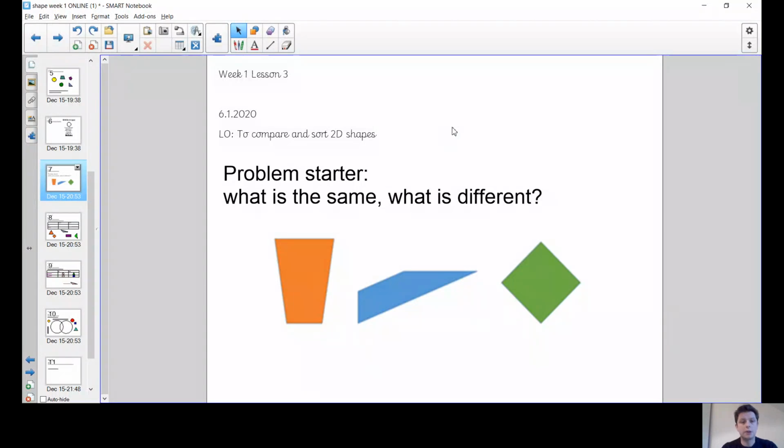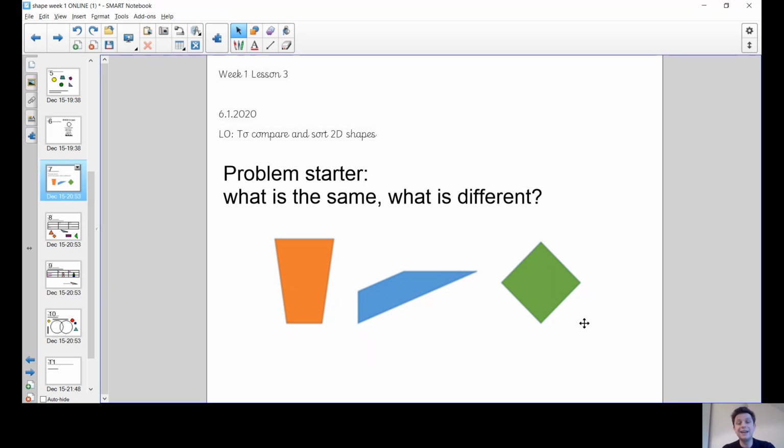I'm going to try now to share my screen so you'll be able to see the maths on the Smart Notebook here. So here are 2D shapes. Now remember, 2D shapes are flat shapes. We've got three 2D shapes here, and our problem starter says what is the same and what is different. So have a careful look at the three shapes and see if you can come up with something that's the same about all of them and something that makes all of them different.